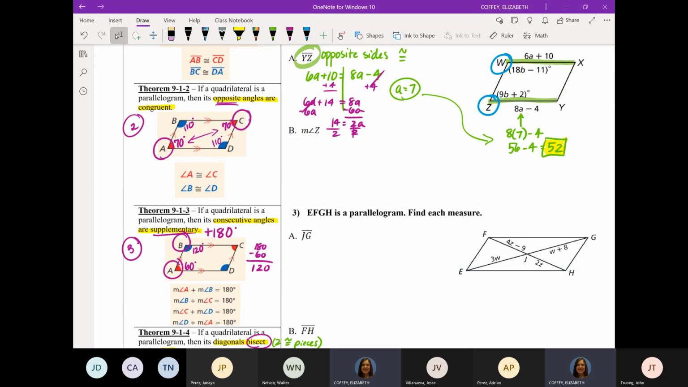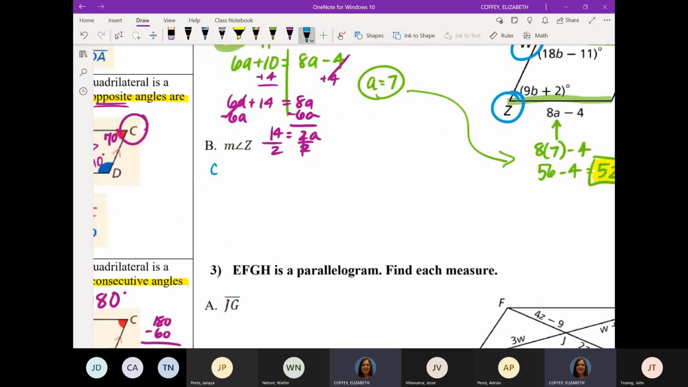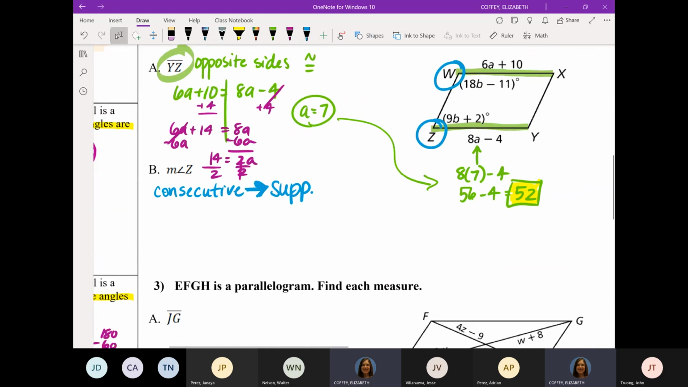Okay, so why is that important? Because that tells me whether to set them equal or consecutive angles are supplementary. So instead of setting them equal to each other, you need to add them and set it equal to 180, favorite number, right? All right, so let's do that. 9b plus 2 plus, not equals, plus 18b minus 11, and then set that equal to 180.